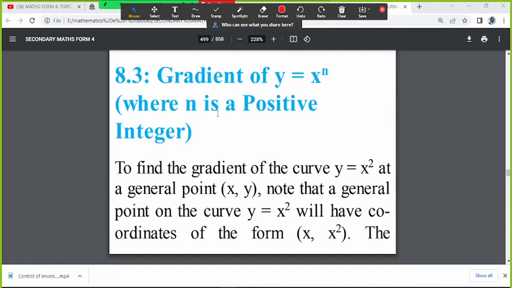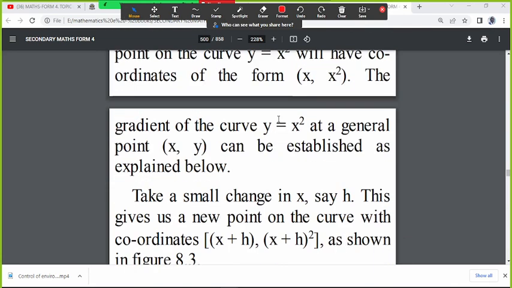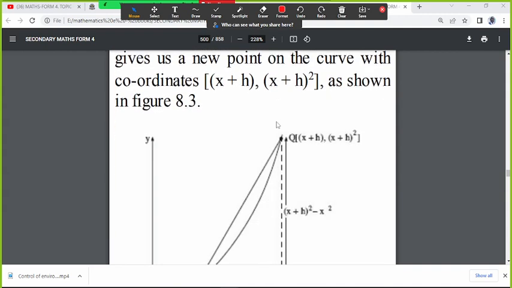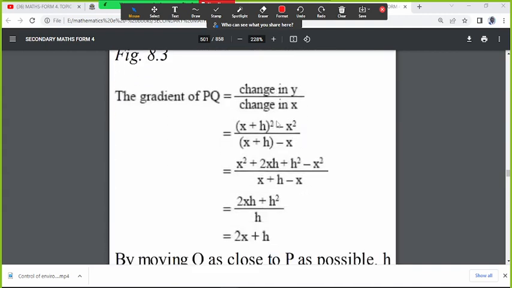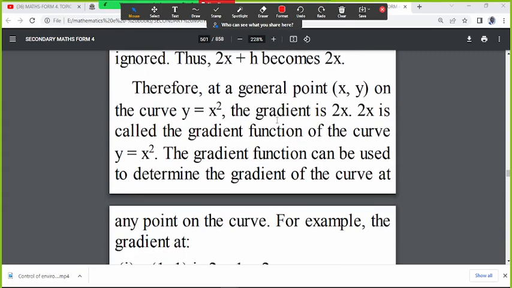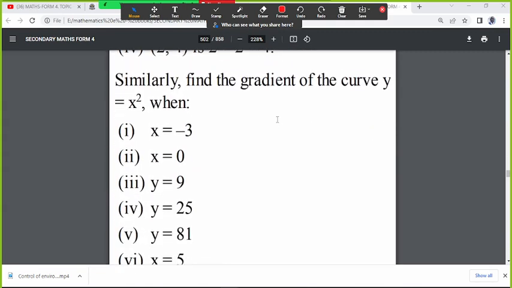Gradient of y equals x to the power n. Now we want to see a general form of this function, y equals x to the power of n, where n is a positive integer. Now, how are we going to deal with the same? We are not going to follow the process of small changes. Let us go to what we agreed yesterday.